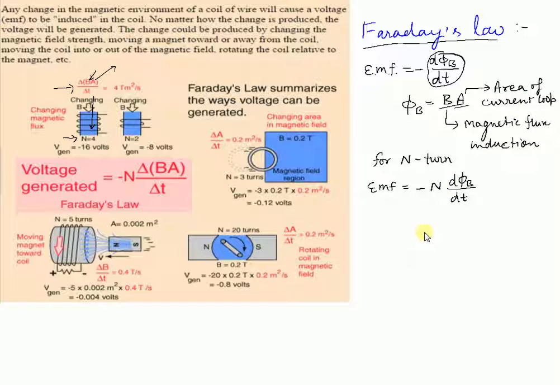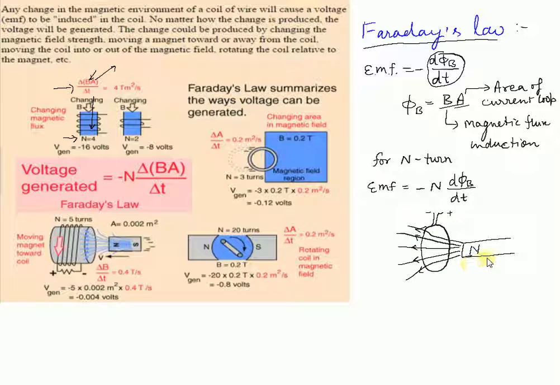You can see here that, suppose this is a current loop and this is a bar magnet, and magnetic field lines pass through it in this way. These are the magnetic field lines associated with this coil. So an EMF will be produced in the coil that is responsible for the flow of current in it. We are studying that effect.